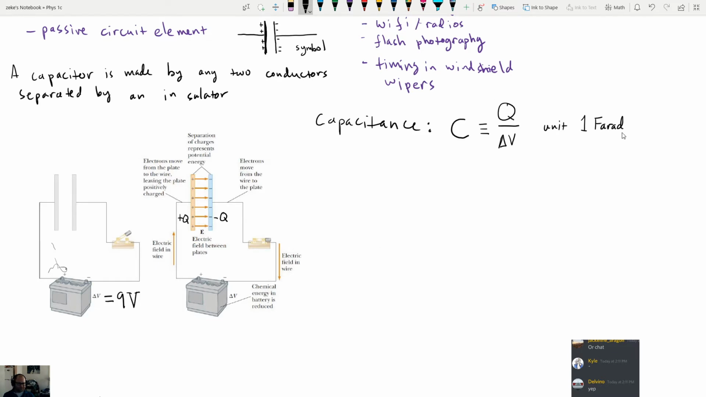So farad is named after Michael Faraday, who was a very famous British scientist that came from very normal means. His family was very poor, and he managed to become a scientist through apprenticing with people, and he ended up having a massive impact on the field of electricity because he was responsible for discovering the connection between how electricity and magnetism affect each other that we now know as Faraday's law.